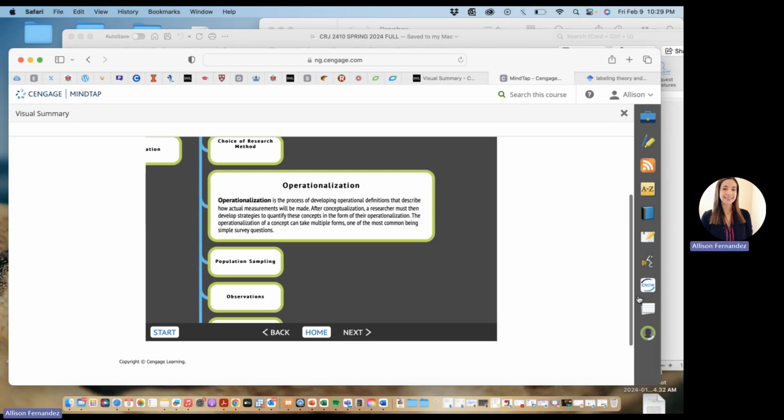So that's a good example. That's what operationalization means. How are you going to actually measure it?